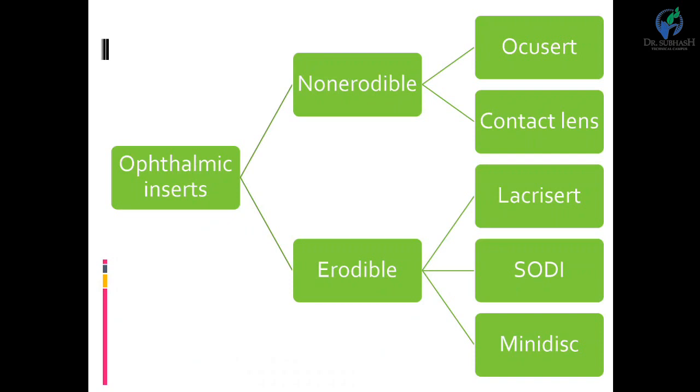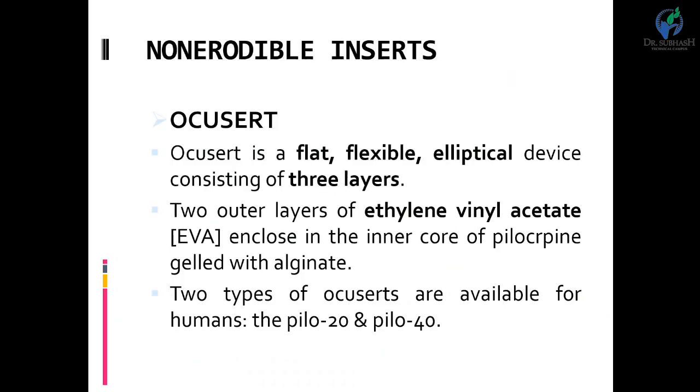Among these, the ophthalmic insert is widely used. Other than that, there are many other ocular controlled drug release systems, but the most widely used is the ocular insert. It is classified into two types, erodible and non-erodible. The non-erodible class includes the OcuSert and contact lens, and the erodible class includes Lacrisert and mini disc. We will see them one by one.